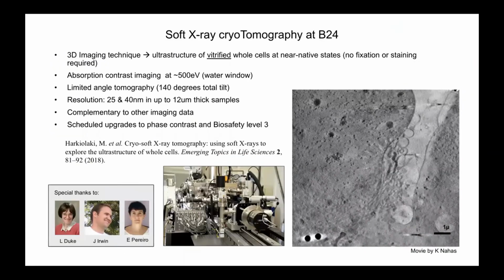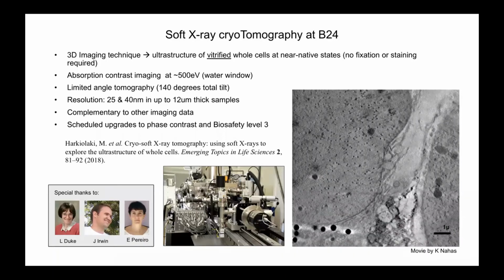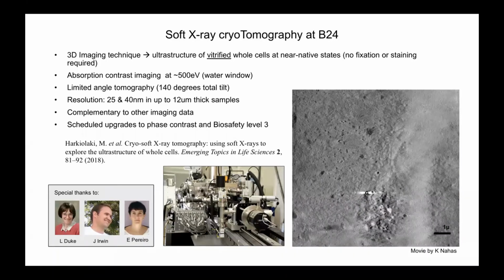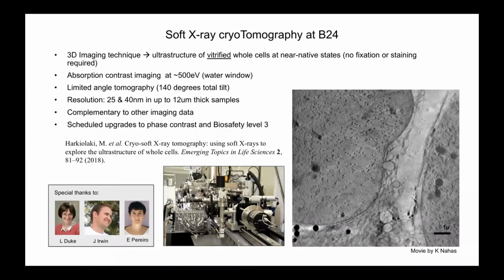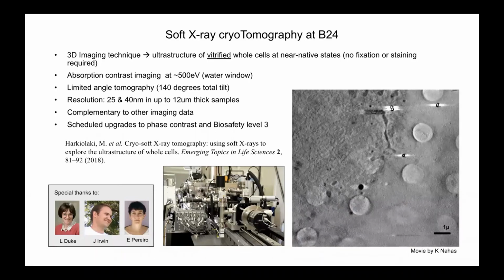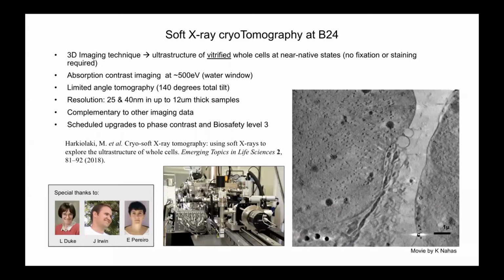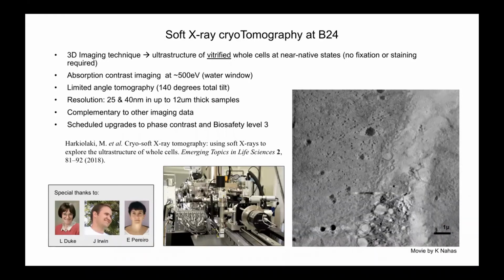And a little bit about the technique. As I said, I won't go into the details, but it is a 3-dimensional imaging technique. It allows us to look into the ultrastructure of vitrified cells at near physiological states, as I said before. It requires no fixation or staining or slicing or any other manipulation of the sample beyond the immobilization by plunge freezing.